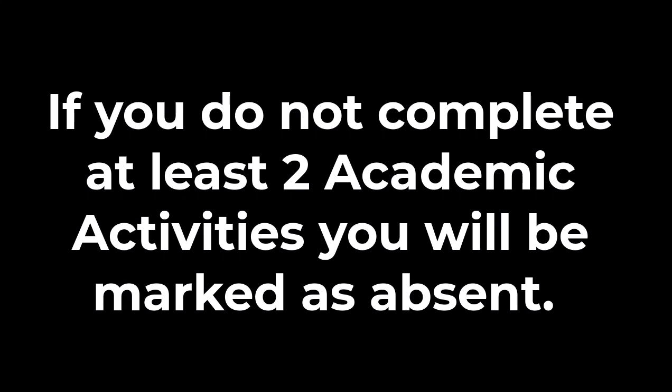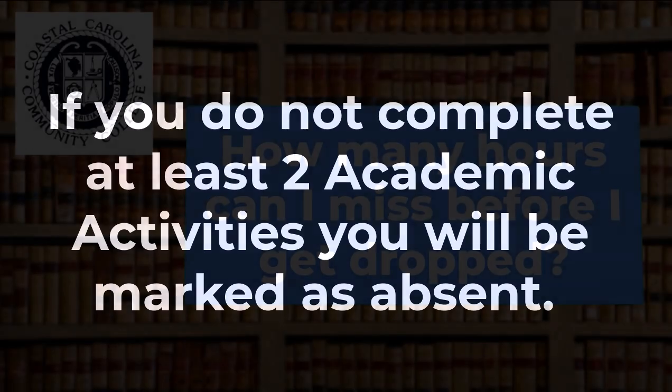Now, the obvious correlation is that if you don't complete at least 2 academic activities during a week, you'll be marked as absent. For this class, since we meet twice a week, failure to complete 1 academic activity means you'll be marked absent for 1/2 of the contact hours for a week. Missing 2 academic activities means you'll be marked absent for all contact hours for the week.